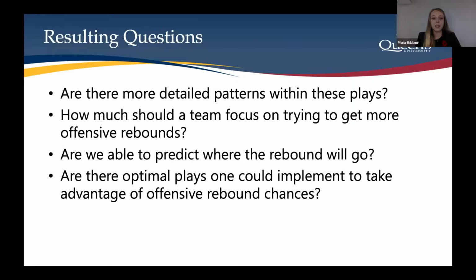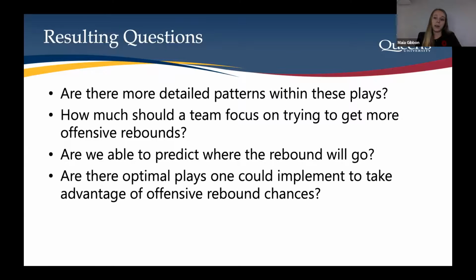And then using that, how much should a team focus on trying to get offensive rebounds? Because they've proven to be valuable, but there's also a lot of good teams who don't have good offensive rebound stats just based on the kinds of players they are. So is there a way to implement this to take advantage of more offensive rebounding chances? Obviously, offensive rebounds are like a second chance. You'd rather get the basket in on the first try, but are there ways that we can prepare in advance for when it doesn't go in and use this model for that?